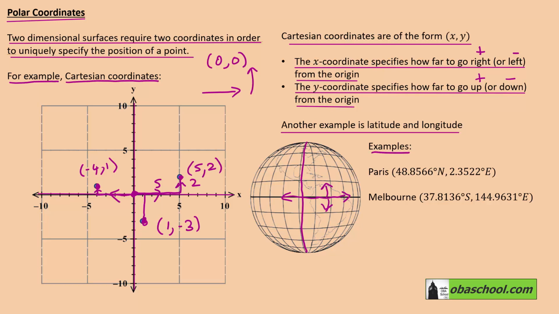So examples would be Paris, which is at 48.8566 degrees north, 2.3522 degrees east. And Melbourne in Australia, which is 37.8136 degrees south and 144.9631 degrees east.